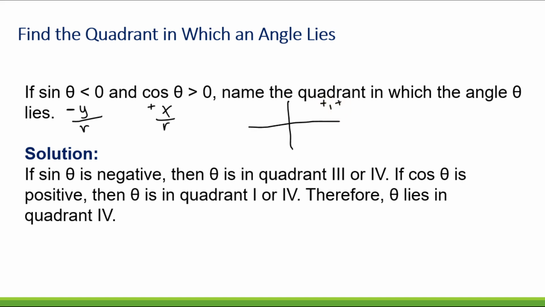Remember, plus plus, negative plus, negative negative, and then positive negative. And so this is the quadrant where x is positive in quadrant 4, and y is negative in quadrant 4. And so this answer would be quadrant number 4.